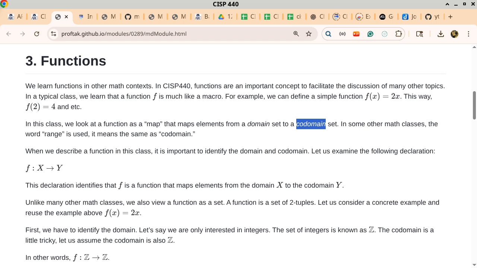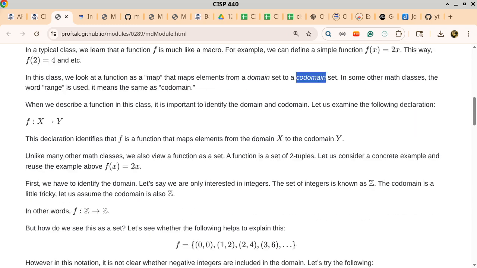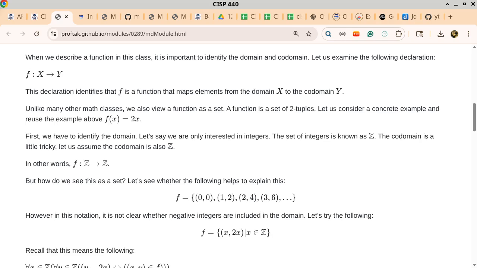So if you have f of x equals 2x and you want to express it in this particular way, which means this element maps to that element, this element maps to that element, then we can conclude that function f, if you limit the domain to be all integers, then the codomain is also going to be all integers. In this class, except for very few cases, we don't really deal with real numbers. We deal with mostly integers and natural numbers.